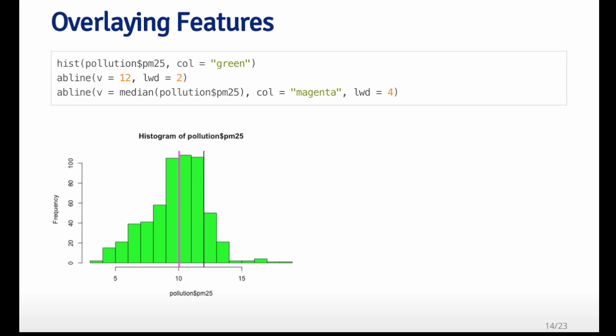You can do this on a histogram too. Here I put a vertical line at 12, so that's the black line, and then I put another vertical line, in magenta, at the median, so you can see exactly where the median of the distribution is. That was easy to see in the box plot because the box plot contains the median as a feature, but the histogram does not, so it's sometimes nice to put a vertical line in there to highlight the median. You can see again that the median is below the standard, but there are a number of counties that are above it.